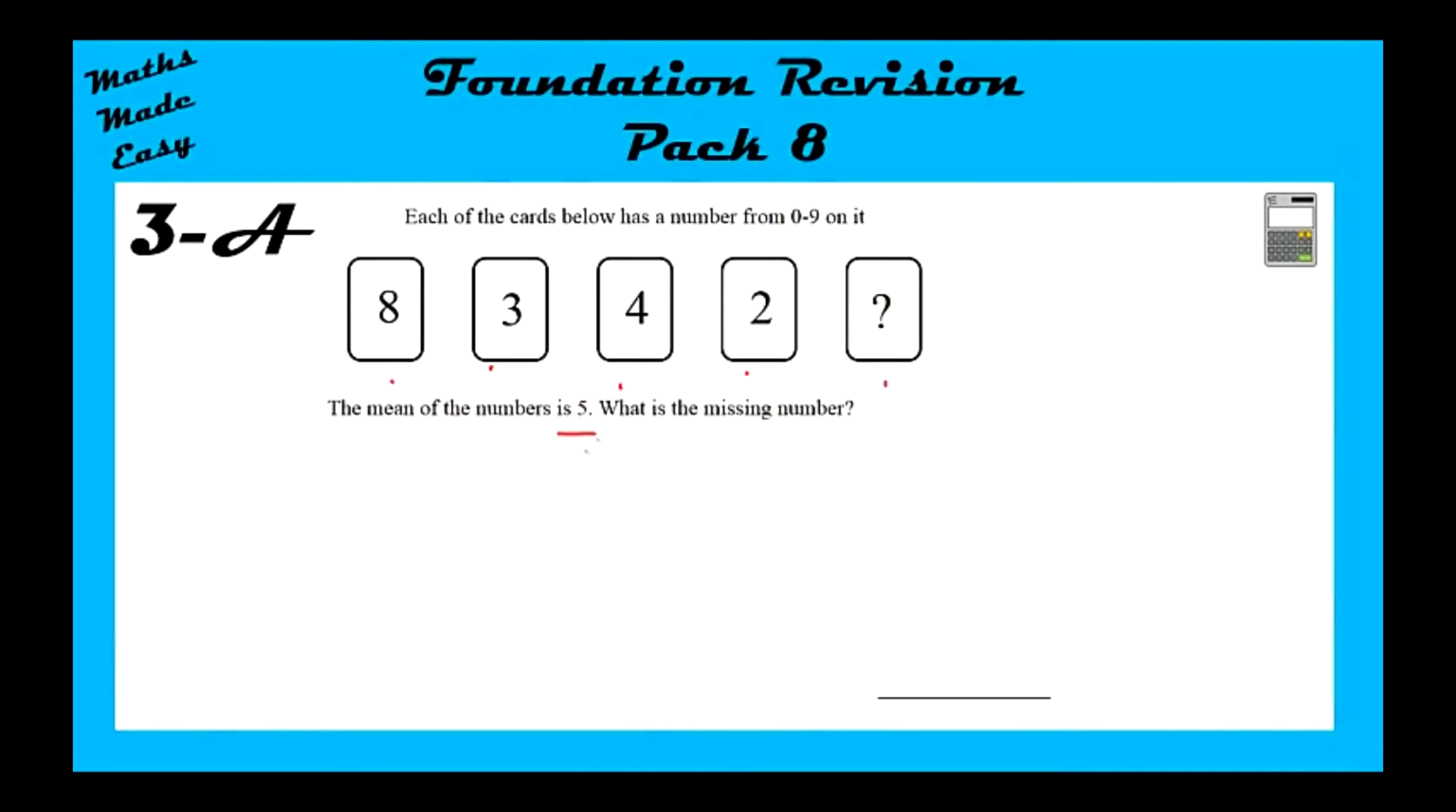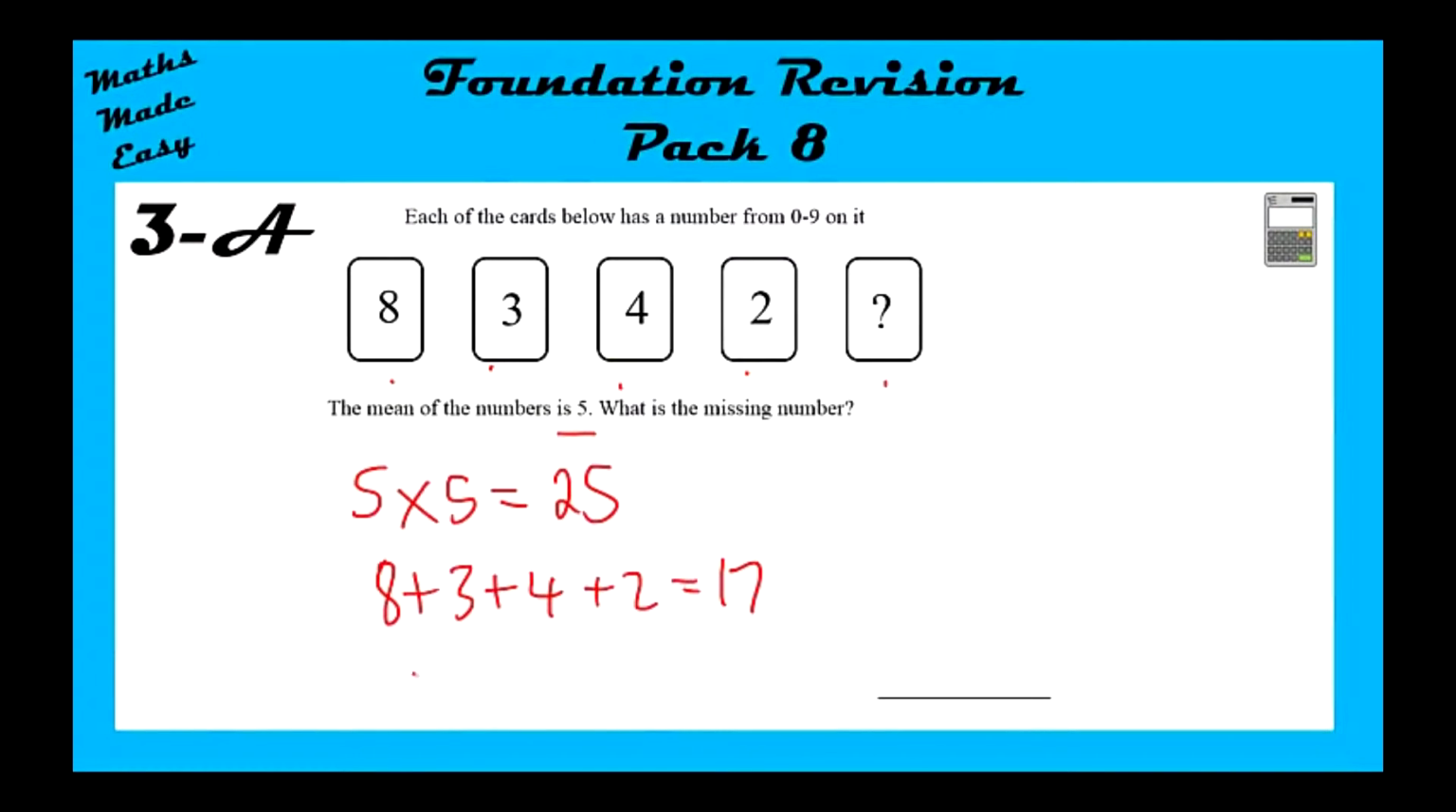So if we work backwards, we know the answer is 5, and there are 5 cards, so 5 times 5, rather than divide 5, gives you 25. So these cards need to add up to 25. At the moment, they don't add up to 25, obviously, they add up to 17. So if we do 25, take 17, we'll find out what's on the last card, which is 8. So if that's an 8, then the mean is 5.